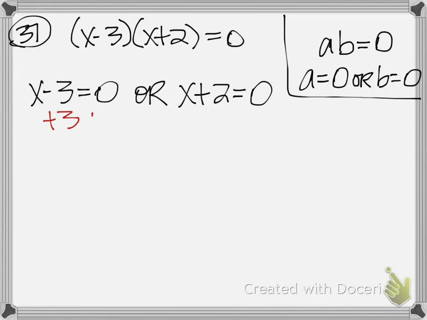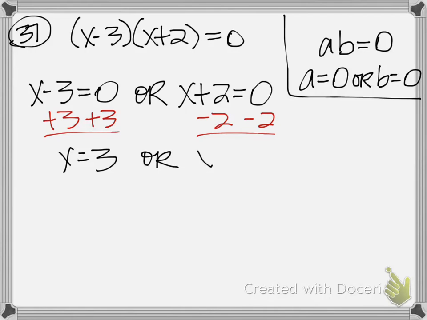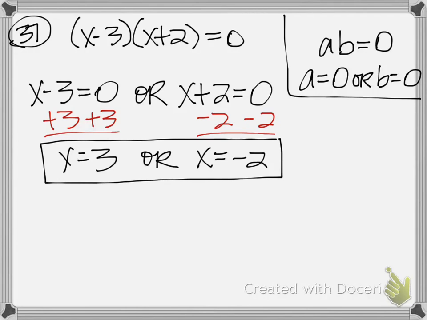So when we solve, we have two little baby problems to solve here. So I have to add 3 to both sides on this one, and I'm going to have to subtract 2 from both sides on this one. So I am going to get two answers. I'm going to get x equals 3 or x equals negative 2. So two answers on that one, 3 and negative 2.